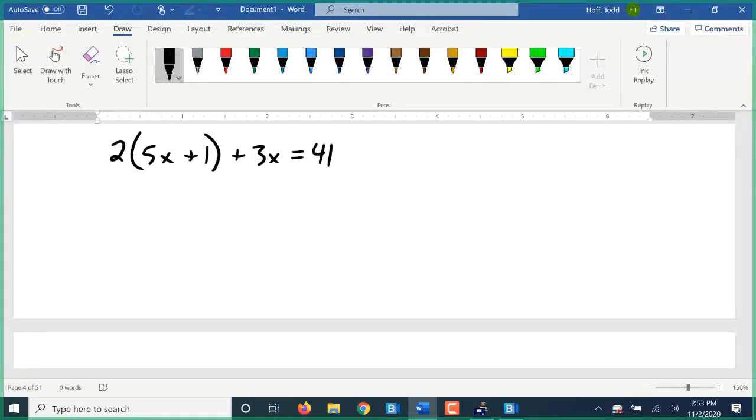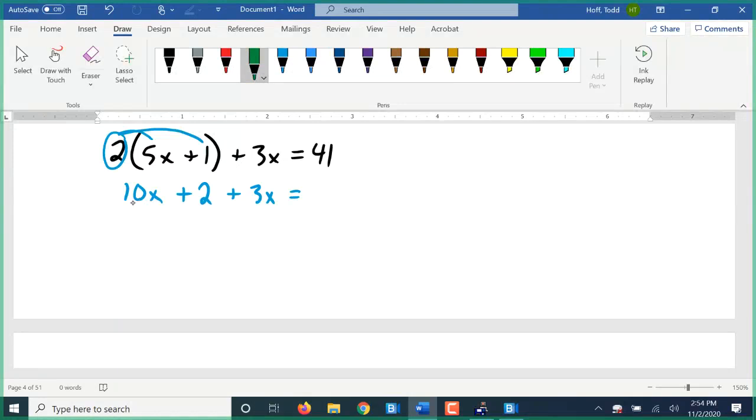So on the left side here, we see the parentheses. Nothing to do inside them, so we're going to multiply by the 2. 2 times 5x is 10x. 2 times 1 is 2. We still got that positive 3x there.